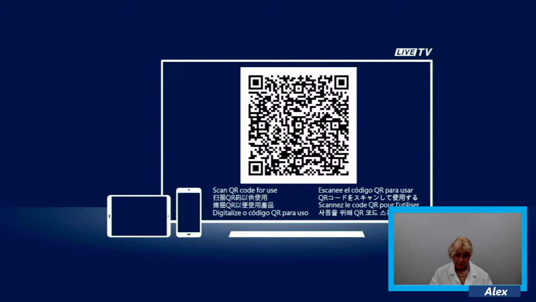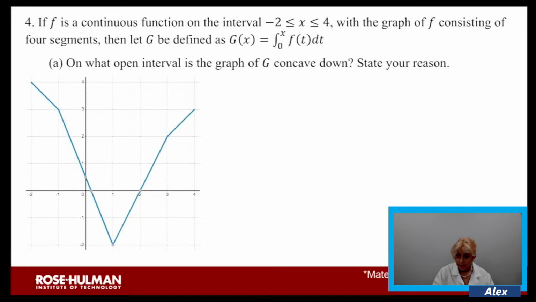So on this graph, this is not the graph of f of t, this is the graph of g of x, and the graph of g of x is for the integral of f of t. And so to find which is concave down, let's see if it connects again. There we go. -2 to 4.